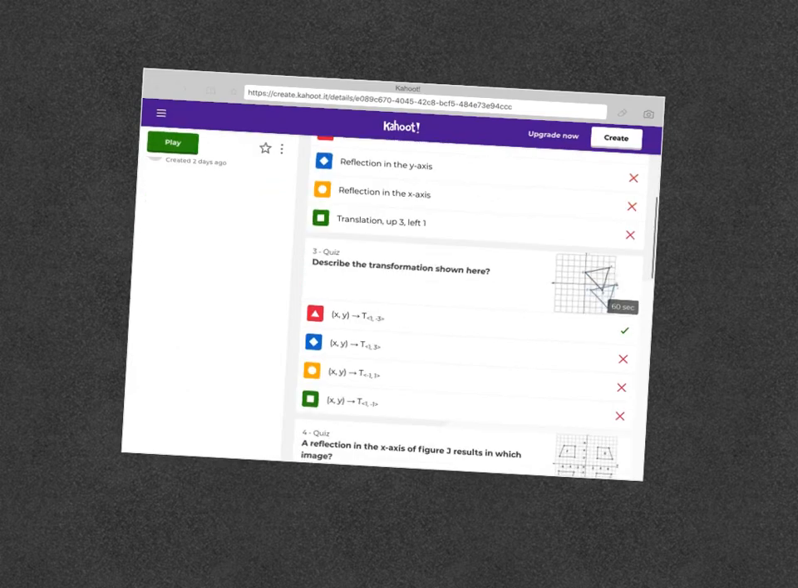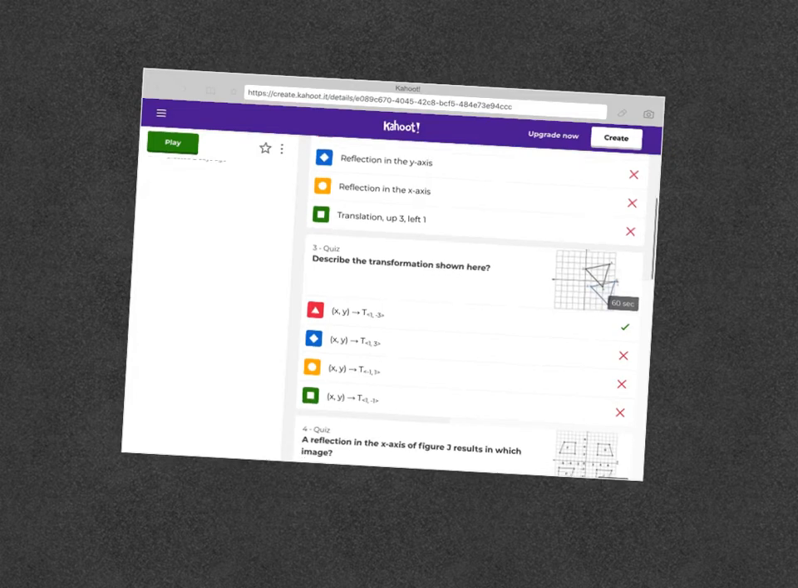Number 3, if it said to describe the transformation, it's that same transformation which we said was to the right 1 and down 3, which is why it's 1, negative 3.